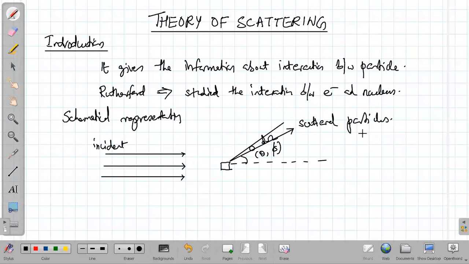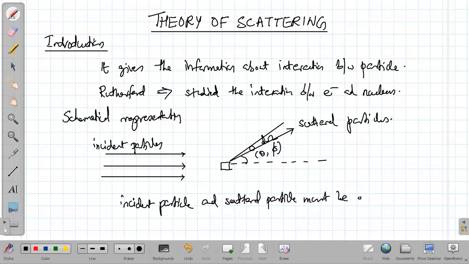Now this phenomenon is said to be scattering only if the incident particle and scattered particle are of the same type. If the type of particle changes, then it is not a scattering problem. This is the overall picture of scattering.